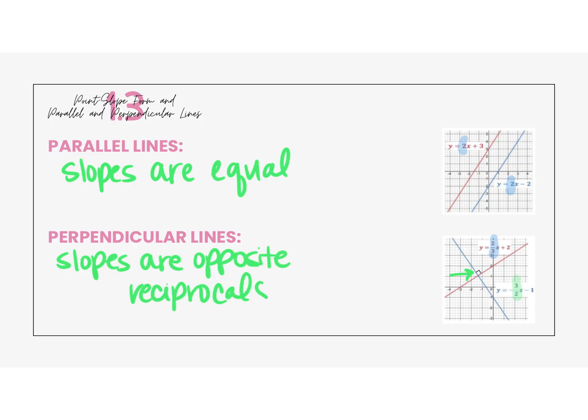So one slope needs to be positive and one slope needs to be negative. One has to be increasing, one has to be decreasing. And by reciprocal, if we look at this, I have a 2/3 and then I flip that, a 3/2. So in this example, I have a positive 2/3 and negative 3/2, and that's how we know that they are perpendicular.